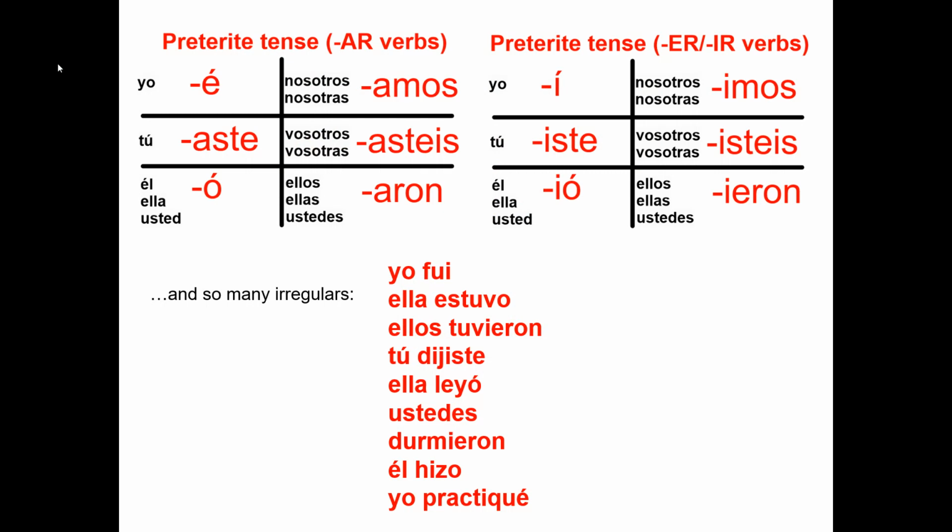The pretérito, the preterite tense, is the one with the endings you see on the screen here. For example, words like caminé, comimos, fuiste, tuvimos. It's got the AR endings, the ER-IR endings, and lots of different irregulars. I just put a few of the examples up here on the screen for you.